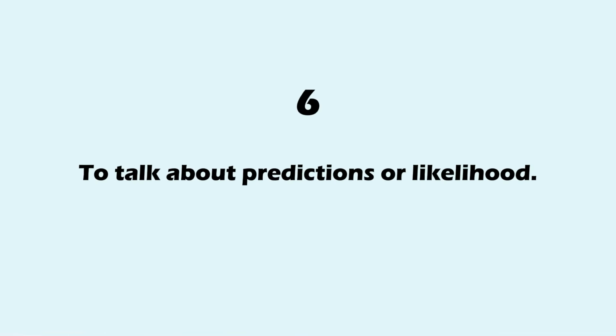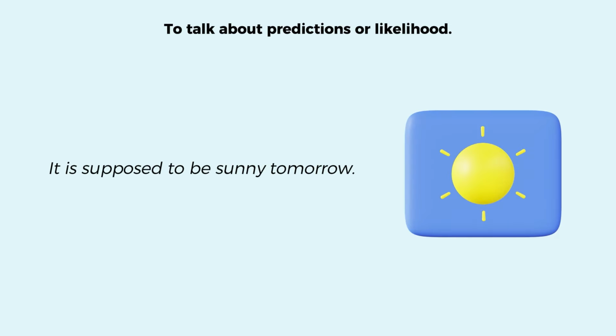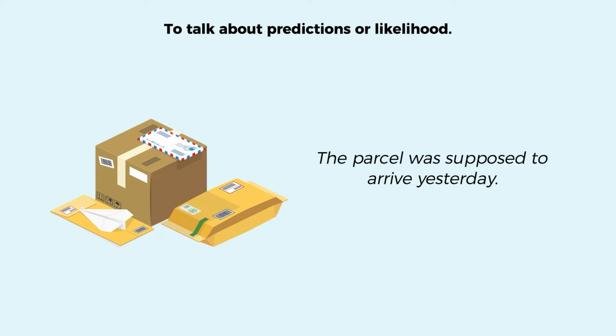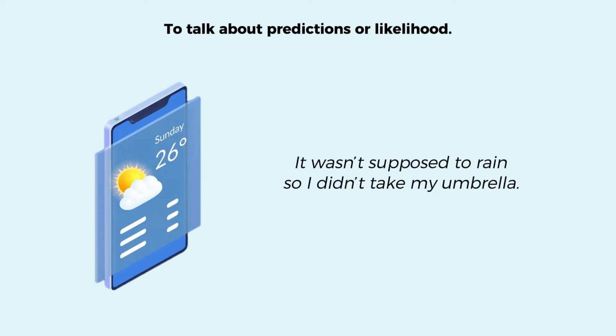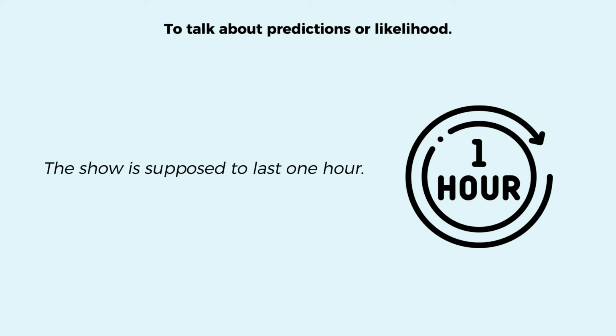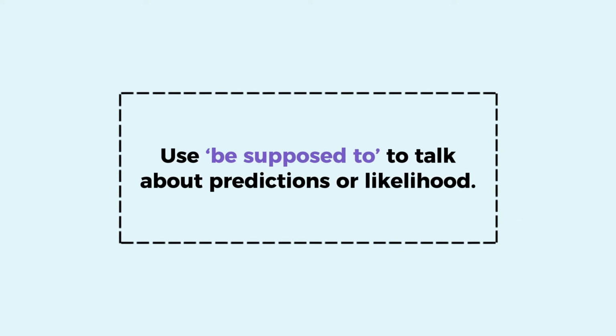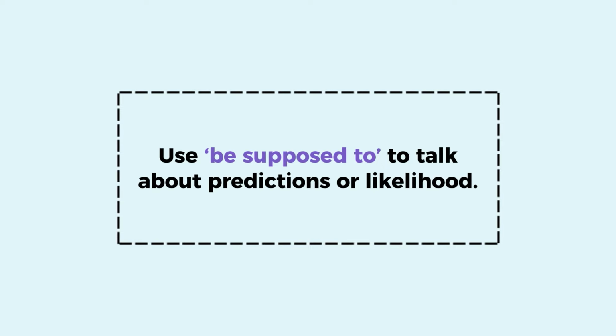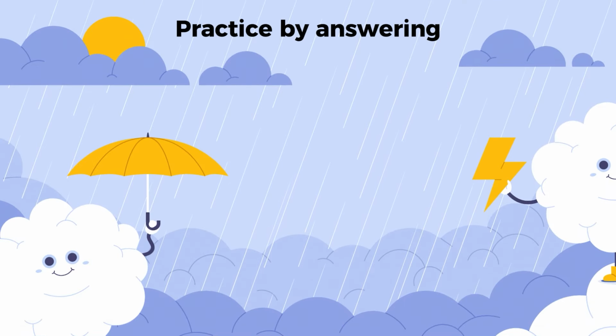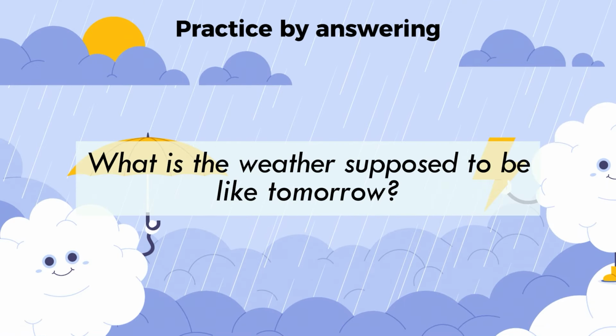Six. To talk about predictions or likelihood. Here are examples. It is supposed to be sunny tomorrow. The parcel was supposed to arrive yesterday. It wasn't supposed to rain, so I didn't take my umbrella. The show is supposed to last 1 hour. Use be supposed to talk about predictions or likelihood. Practice by answering. What is the weather supposed to be like tomorrow?